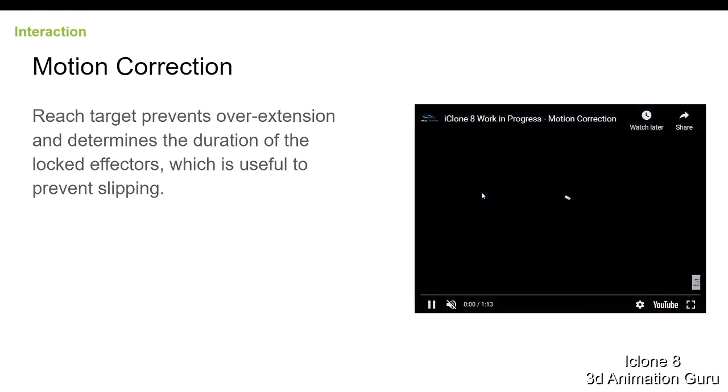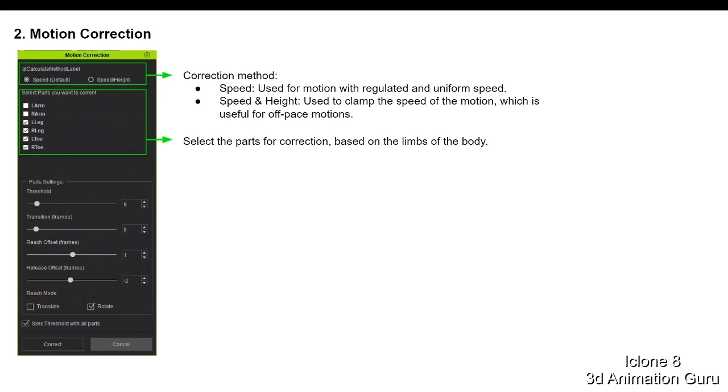So then you have the correction, like you have the left arm, everything they are showing here, the thread hook, the translation frame, leash offset, release offset frame. And then we have correction method: speed, used for motion with regulated and uniform speed, and height, used to curb the speed of the motion, which is useful for the offset.